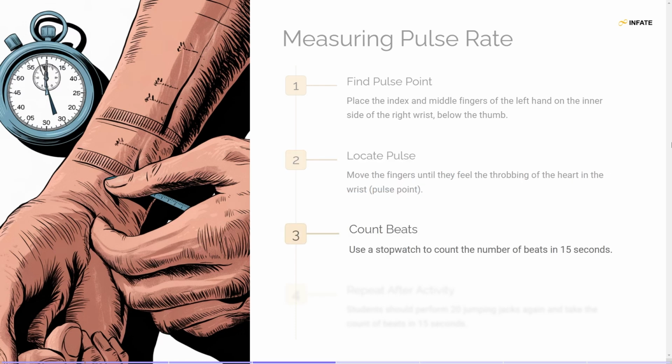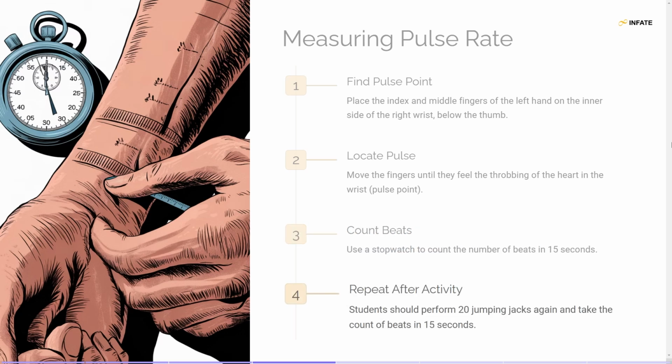3. Count beats. Use a stopwatch to count the number of beats felt in 15 seconds. 4. Repeat after activity. Perform 20 jumping jacks, then immediately measure the number of beats in 15 seconds to observe any changes in pulse rate.